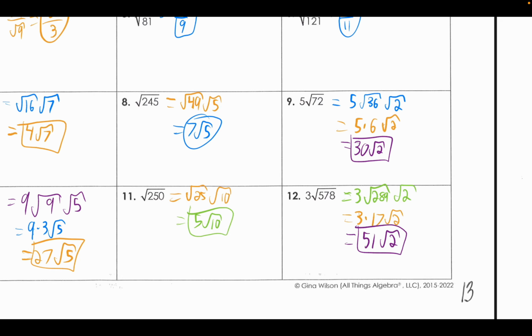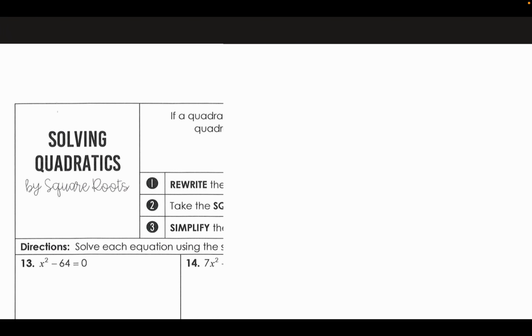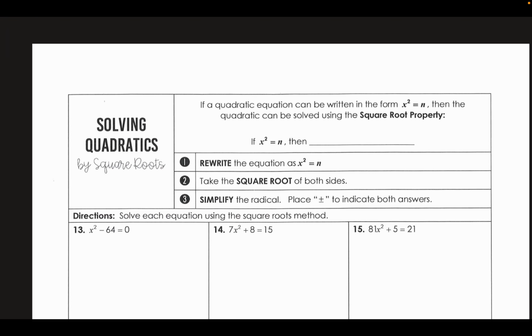Now let's move on to applying this to new material. So this is old, this is review of what we just did. And we're going to use these square roots to solve quadratics. How this works is if a quadratic equation can be written in the form of x squared equals n, aka the square term equals a number, then the quadratic can be solved by using the square root property. And if x squared equals n, then it must be true that x equals positive and negative square root of n.